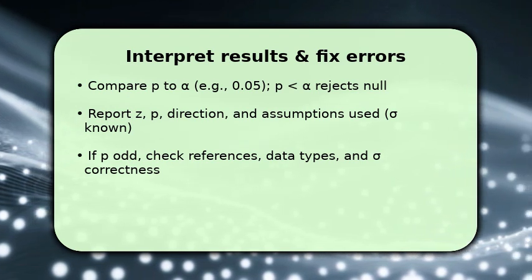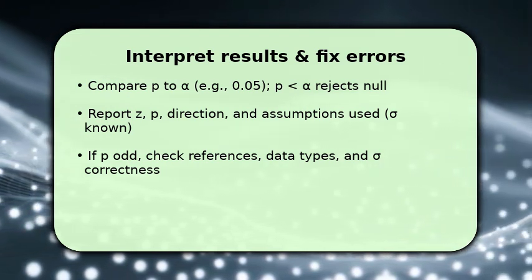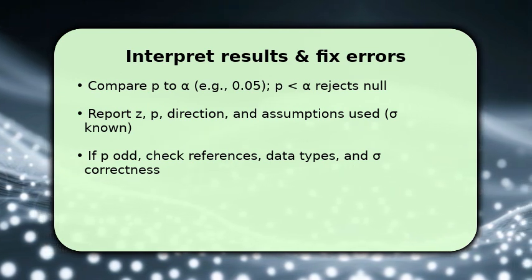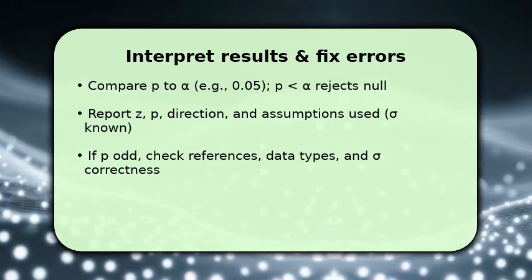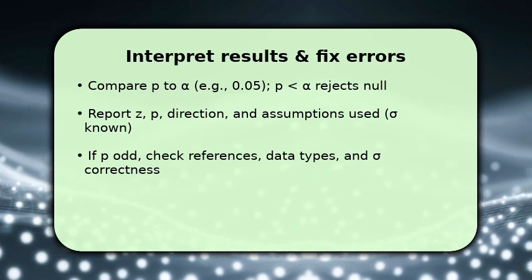If results look wrong, check that sigma was input as a number, ranges contain no text, and that you used ABS when calculating two-tailed p. Those three issues cause most mistakes.